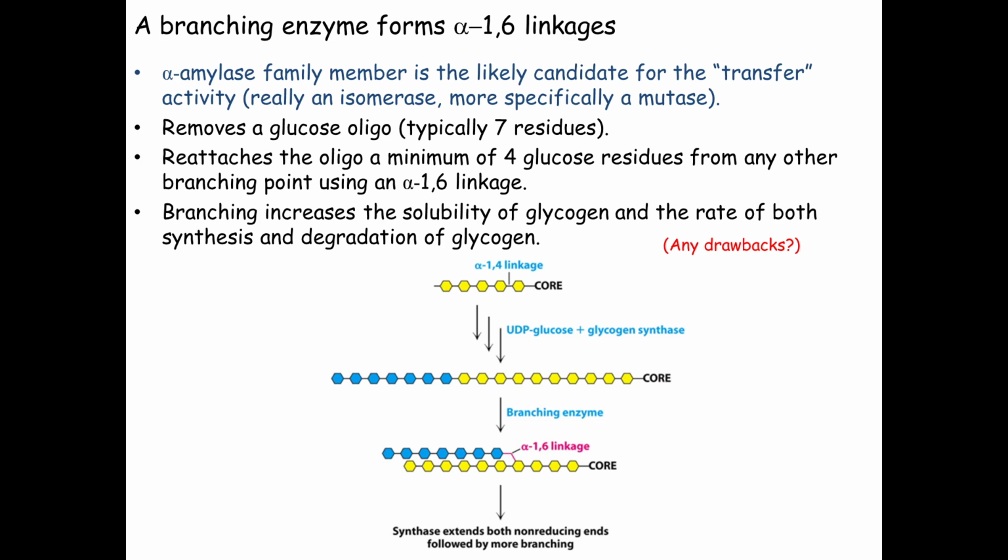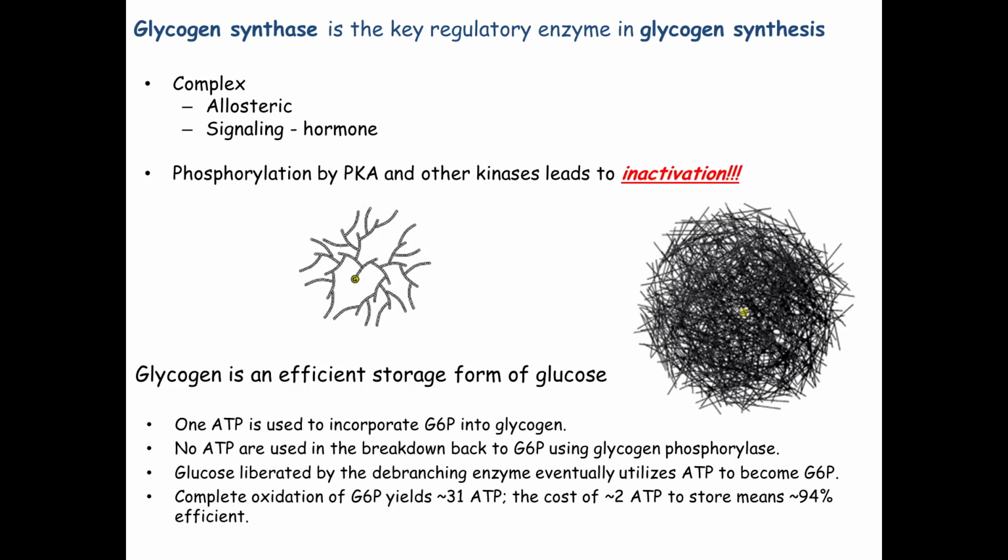So if you're eating a dozen glazed donuts and you can't store as much sugar as you're supposed to, where's all the extra energy going to go? It's wasted. It's going to be turned into fats. Right? So 94% efficient is very good. Okay? How do we regulate glycogen synthase?